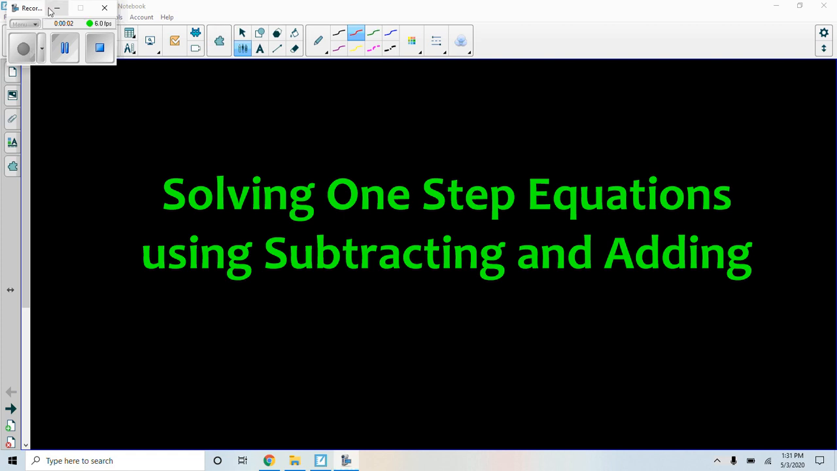Hey there, everybody. Today we're going to talk about solving equations that only require one step, and we're going to use subtraction and addition. We're going to subtract or add to solve those equations.